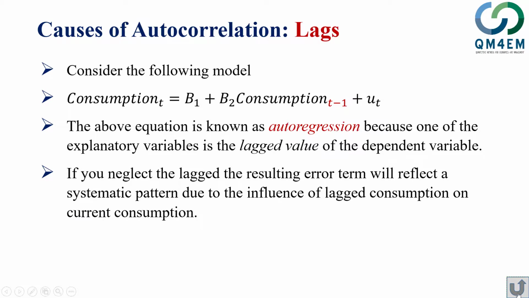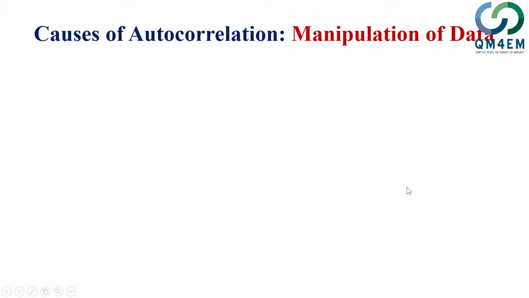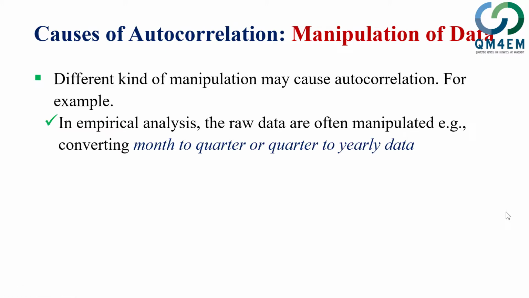Then the fifth case is manipulation of the data. So what does manipulation of data refer to? We sometimes do manipulate our data, and that causes autocorrelation. For example, we have data measured on a monthly basis or quarterly basis, and we convert that to a yearly basis, or from monthly data to a quarterly basis.